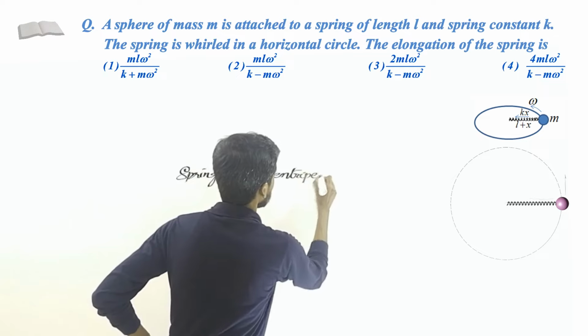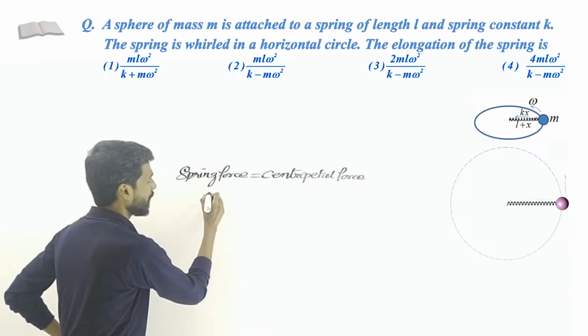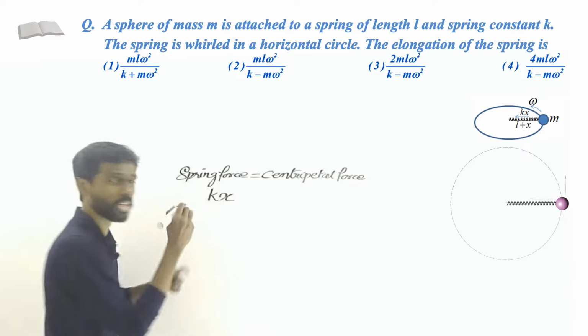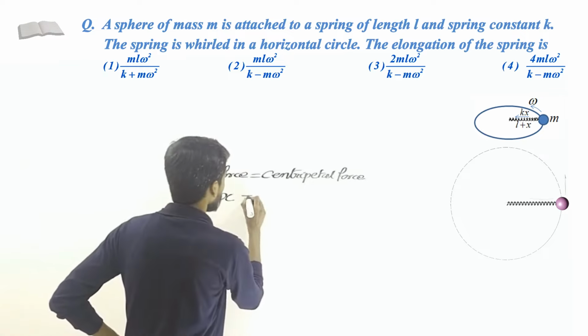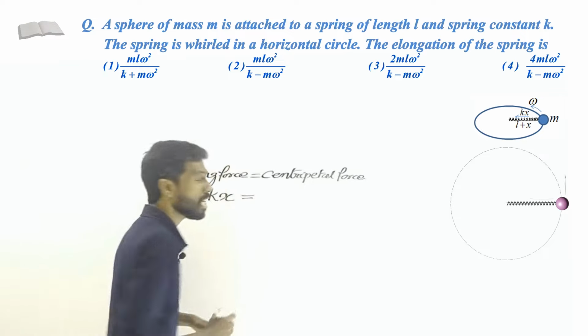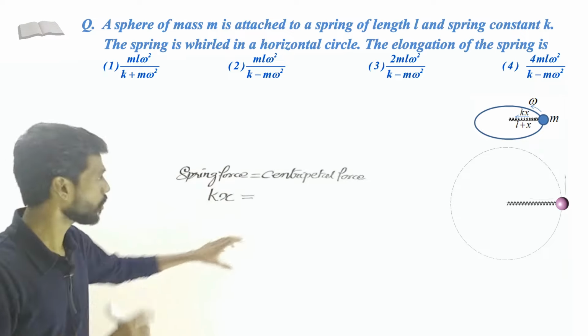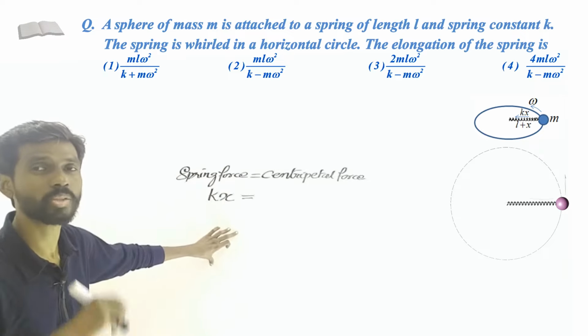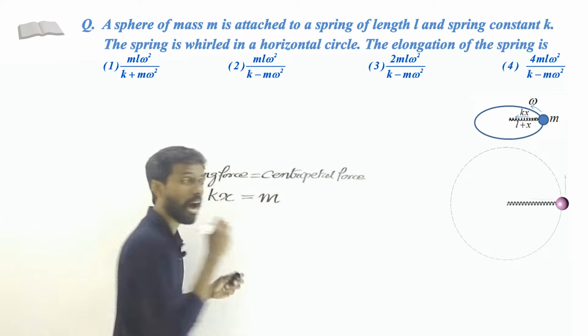So what is the formula for spring force? That is K multiplied by that elongation, right? So Kx. So that must be equal to the centripetal force. What is the formula for centripetal force? Here the angular speed is given, right? Angular speed is omega. That means we know the formula in terms of the angular speed. So that is m r omega square.